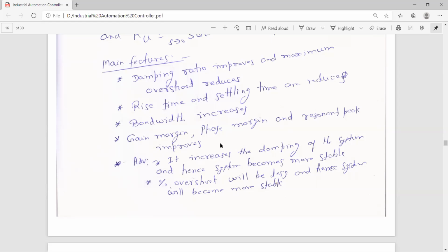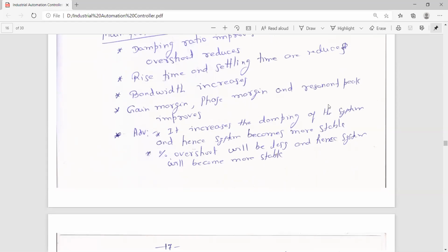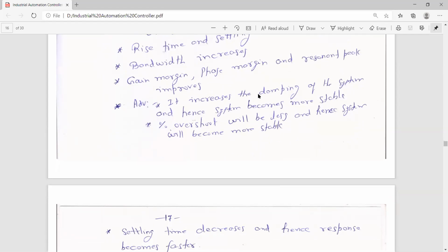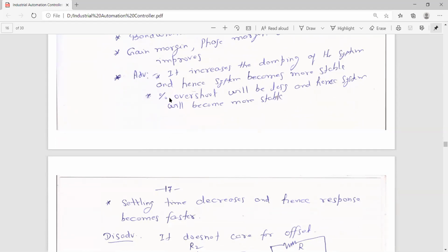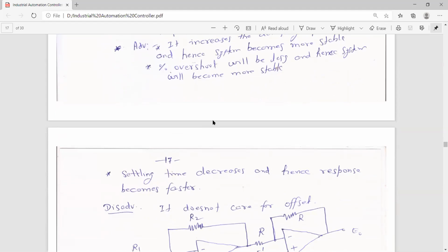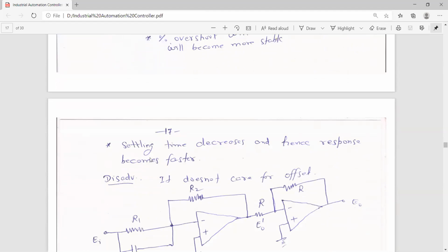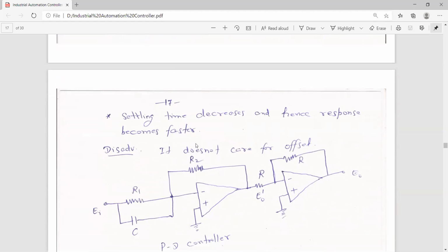Again, bandwidth increases, and gain margin, phase margin, and resonant peak improve. So that is a major advantage. It increases the damping of the system, which we have already seen: zeta dash is equal to zeta plus an additional term, and hence the system becomes more stable. It is not a direct way. Percentage overshoot will be less, and hence the system becomes more stable. Settling time decreases, and hence the response becomes faster.